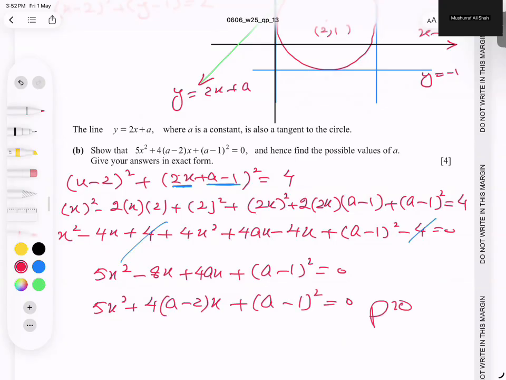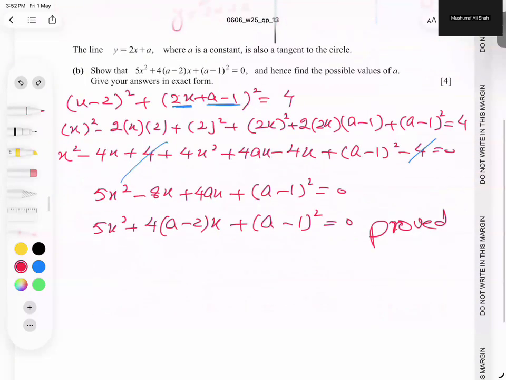So proved, Alhamdulillah Rabbil Alameen. This is done. Now he's asking to find the possible values of A and give the exact form. And students, we have three criteria.